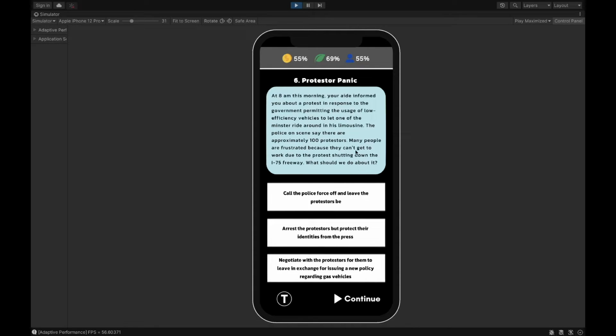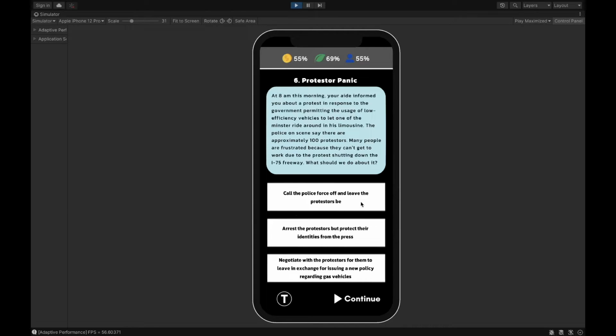So at 8 a.m. this morning, your aide informed you about a protest in response to the government permitting the use of low-efficiency vehicles to let one of the ministers ride around in his limousine. The police on scene say there are approximately 100 protesters. Many people are frustrated because they can't get to work due to the protest shutting down the I-75 freeway. What should we do about it? We can either call the police force off and leave the protesters be, arrest the protesters and protect their identities from the press, or negotiate with the protesters for them to leave in exchange for issuing a new policy regarding gas vehicles.